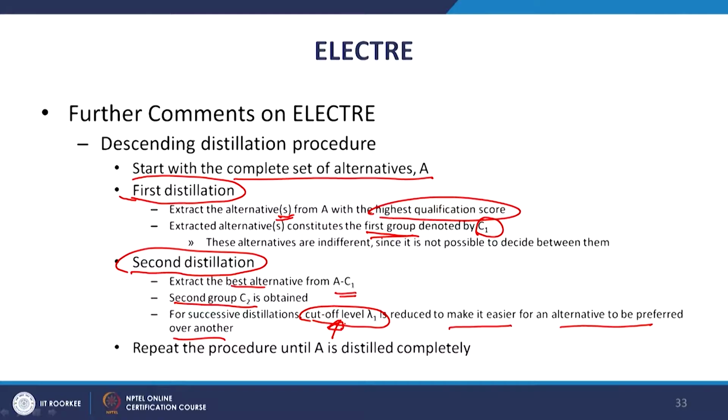So this is what happens in the second distillation, and then we can keep on repeating this process until A is distilled completely. That is why this is referred to as the distillation procedure or the distillation phase, wherein the best alternatives are being extracted one by one.